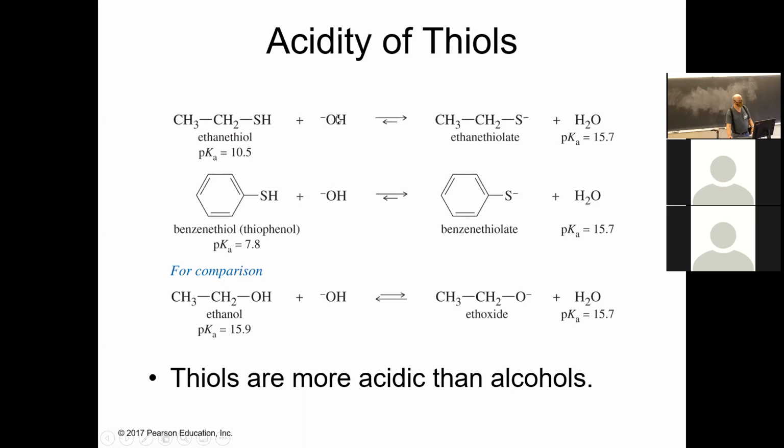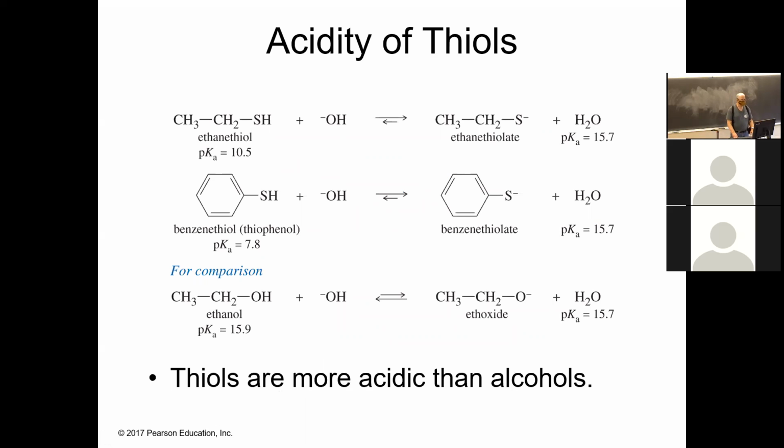Deprotonating ethanol with hydroxide doesn't work very well. With ethane thiol, we can readily deprotonate it because water is now 15.7. That's a weaker acid, so this goes to product. The explanation usually given is that sulfur, being a larger atom, more polarizable, can more easily spread that negative charge around its electron cloud.